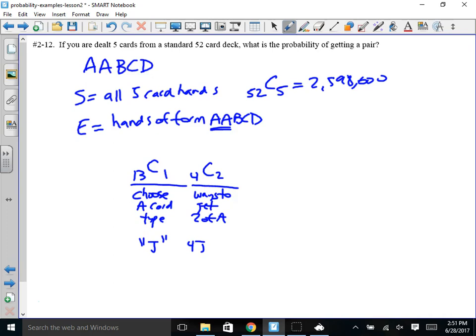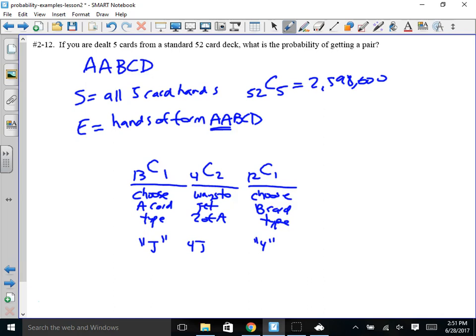And then we have to make another choice. We have to choose the B card type. In other words, what are we going to have for the first card that isn't a jack? Let's say, for example, it's a 4. Okay. Well, how many ways are there to choose that? We can't choose the jack because that was already chosen for the pair. That leaves 12 different card types left, and we have to choose one of those. So 1 out of the 12, for example, a 4, right?